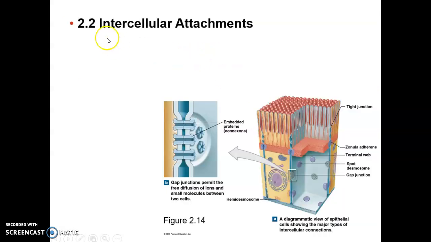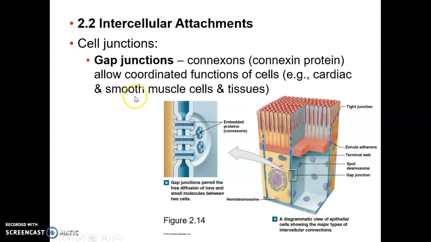Okay, let's look at intracellular attachments, how cells are linked to each other, attached to each other. There are cell junctions. There are gap junctions because there's a channel pathway between cells, gaps. And they're formed by these rivet-like structures with a pathway through them that are called connexons. And the connexons are made up of proteins called connexin proteins. And they allow coordinated functions between cells because they allow communications between cells.